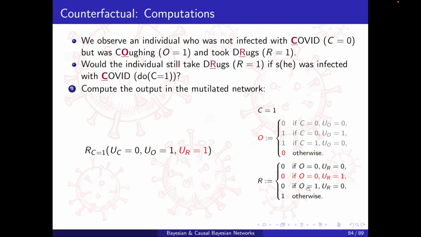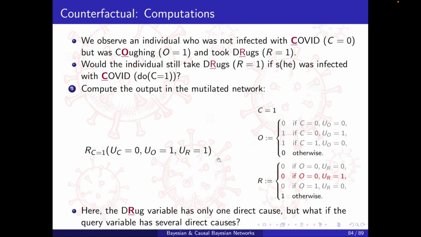The third one, I have U of R is 1. I have O is 0. So I will be at the second case. So R will be 0. So the value of R I was looking for would be 0. The person would not take the drug. Okay. This was an example where there was only one direct cause.